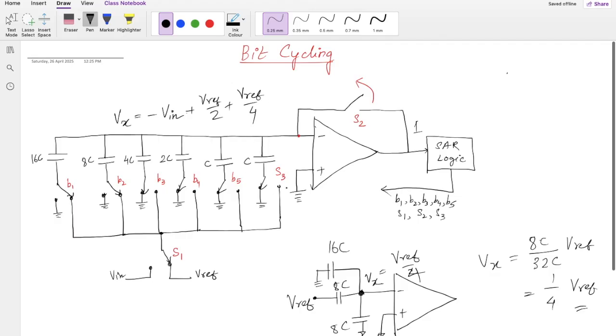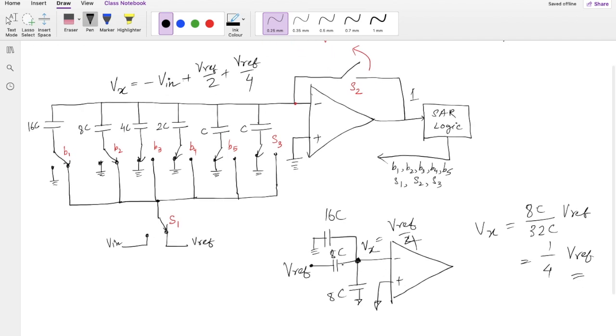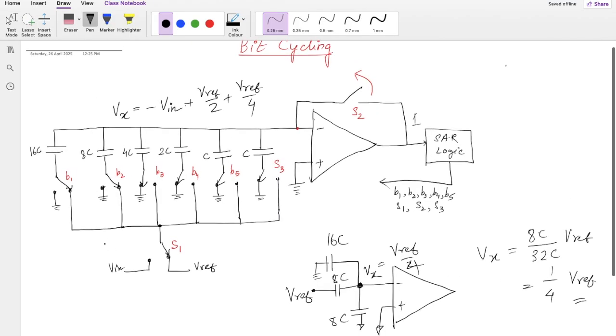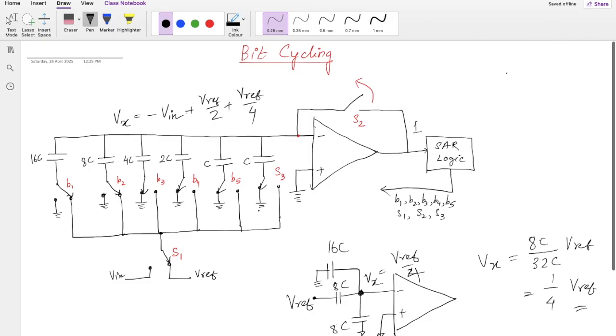The other thing is, if you see here, we have V1, V2, V3, V4, V5, and we have this S3 or another capacitor. The reason, I think you must know now: we want to keep it symmetric. We want the total capacitance to be 32C so that the divisions we are trying to make become valid. Otherwise the total sum becomes 31, and we are not going to get that particular division of 1 by 2, 1 by 4, 1 by 8. So this is the overall working of the charge redistribution based SAR ADC.